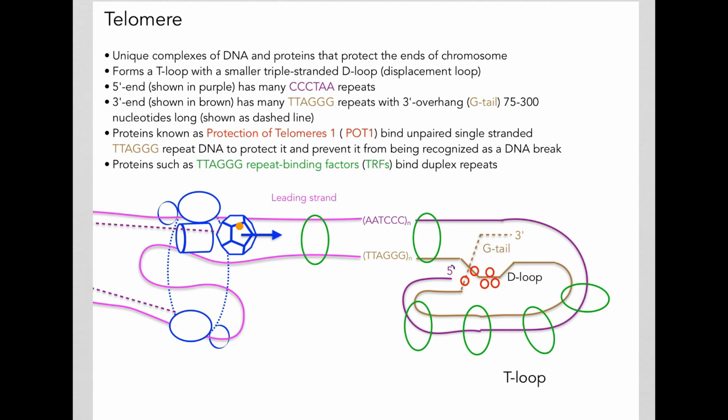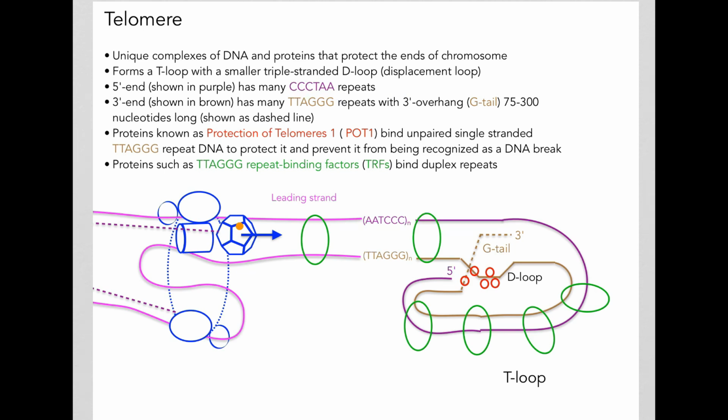Now the 5' end, shown here in purple, has several repeats of this CCC-TAA. Remember, we always have to write sequences from 5' to 3'. So from 5' to 3', this sequence here would be CCC-TAA. So this purple loop, this 5' strand, has a lot of CCC-TAA repeats. Very rich in these CCC-TAA repeats.